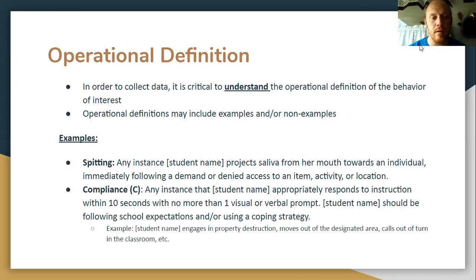into that receptacle. We also have an example for compliance. So any instance that Johnny appropriately responds to instruction within 10 seconds with no more than one visual or verbal prompt. Johnny should be following school expectations and or using coping strategies. Again, very clear. We would want to have some type of a timing mechanism or be able to count for that 10 seconds. We know that we're only looking for one visual or verbal prompt to be able to track that data.